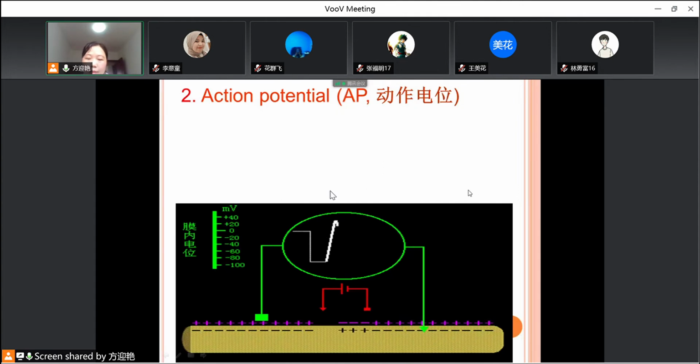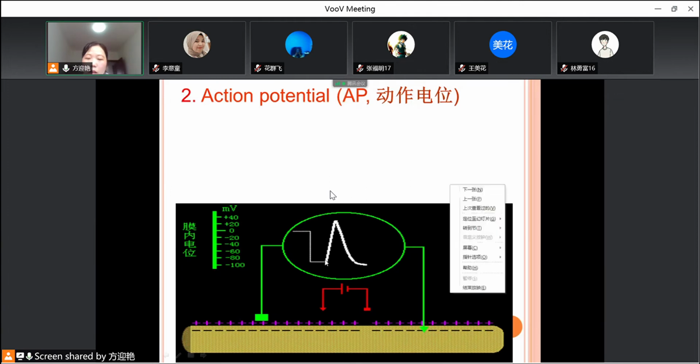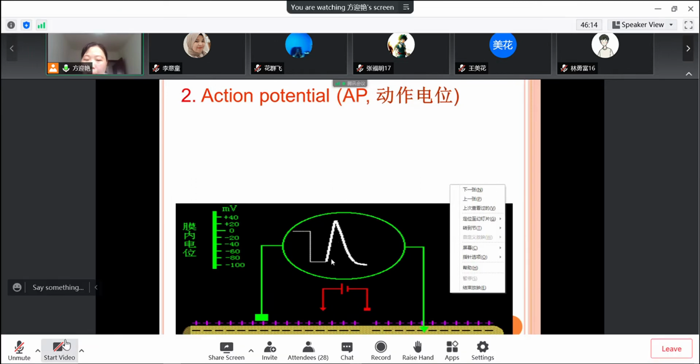This ascending limb we call depolarization, and this is repolarization. This whole wave we call the action potential. Do you remember? This situation is the resting potential, and this is the action potential.